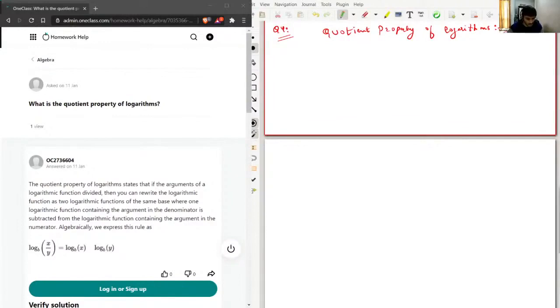So the quotient property of logarithms states that if the arguments of a logarithmic function are divided, then you can rewrite the logarithmic function as two logarithmic functions of the same base, where the log function containing the argument in the denominator is subtracted from the log function containing the argument in the numerator.